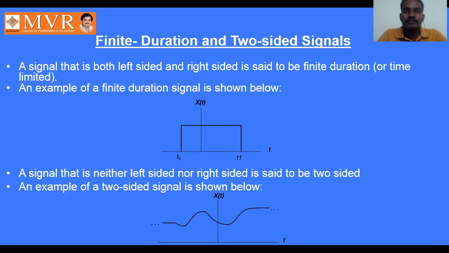Whereas a finite duration signal has finite limits, it exists only up to a certain duration. A two-sided signal exists on neither the right side nor the left side only. An example of a two-sided signal is given like this. x of t is represented like this. This is a two-sided signal and this is a finite duration signal.